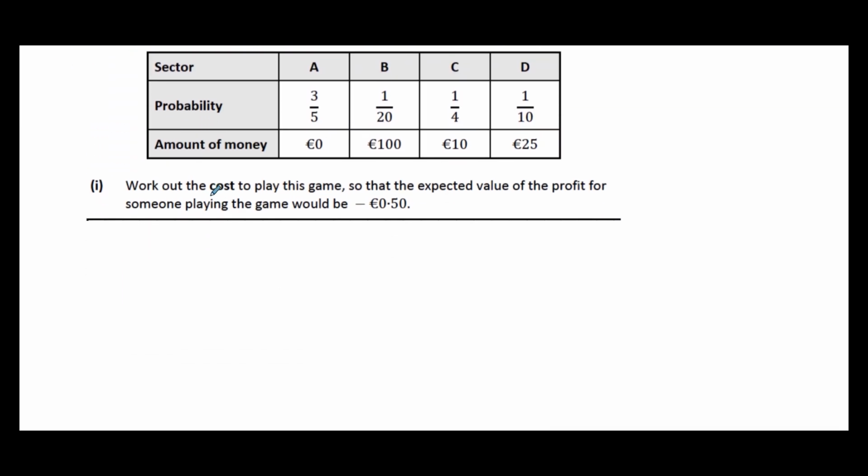Work out the cost to play this game so that the expected value of the profit for someone playing the game would be minus 0.5. Meaning what? Expected value is actually a loss. That on average, people will lose 50 cents.